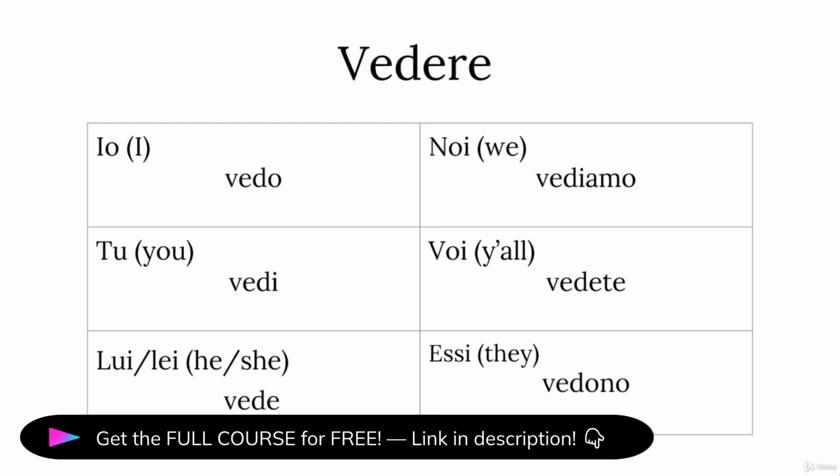So then we have vedere. Vedere, luckily, is a regular verb that ends with ere. So you take the verb root, ved, and you attach the desinences. So, io vedo, tu vedi, lui, lei vede, noi vediamo, voi vedete, essi vedono. Is it clear? Perfect. Very good.